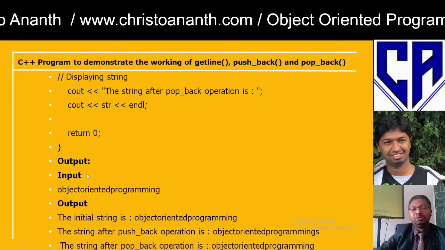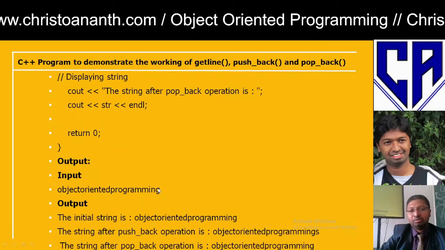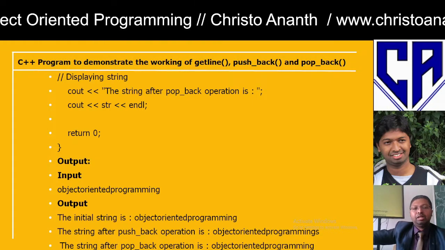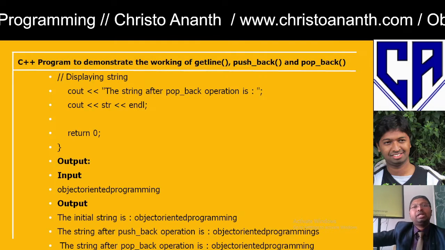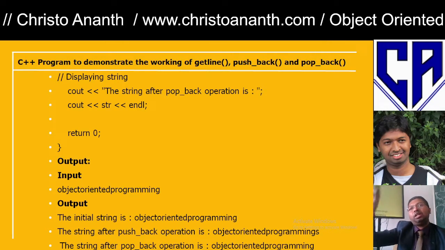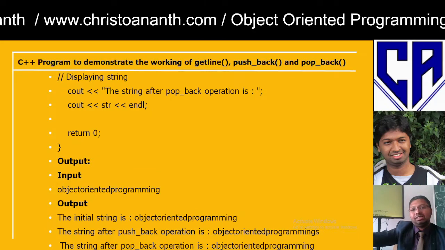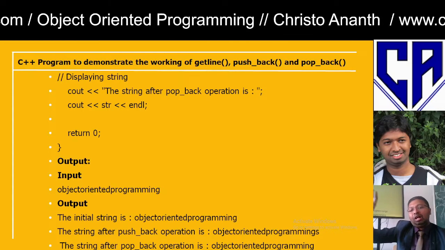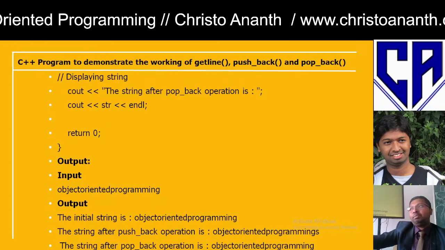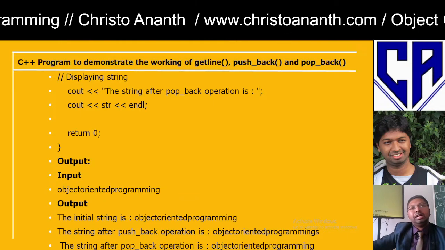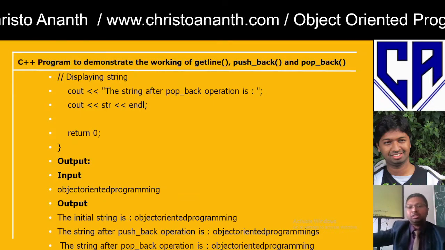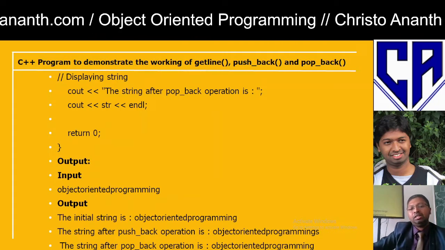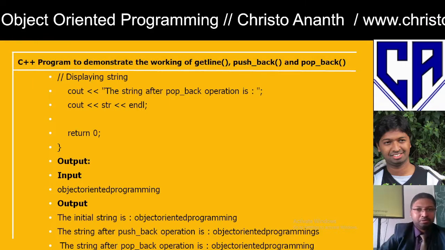With the example you will understand better. Input is actually object oriented programming. So the output you will get is: initial string is object oriented programming. Now the string after push_back operation is object oriented programming, and you insert a character called s, so object oriented programming s. And then after the pop_back operation, you delete the character from the right. So that s is actually deleted.